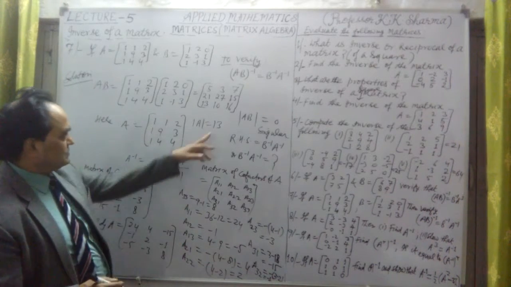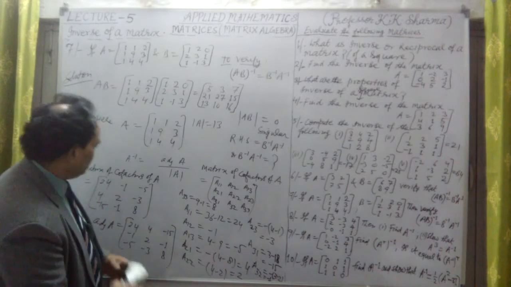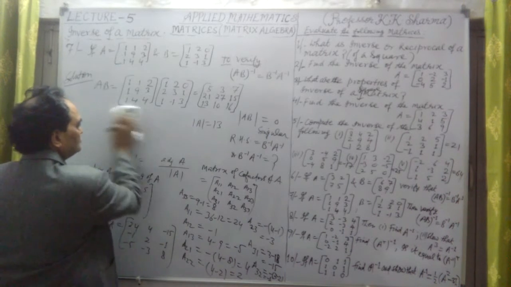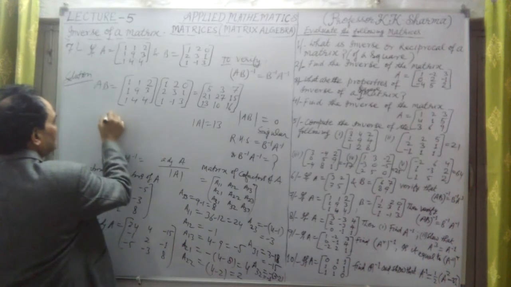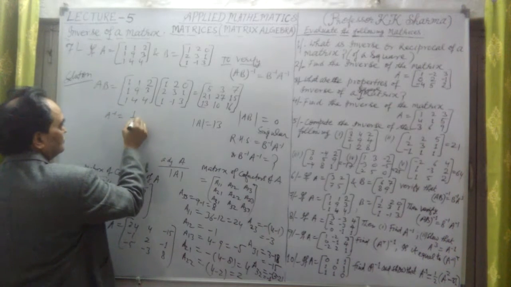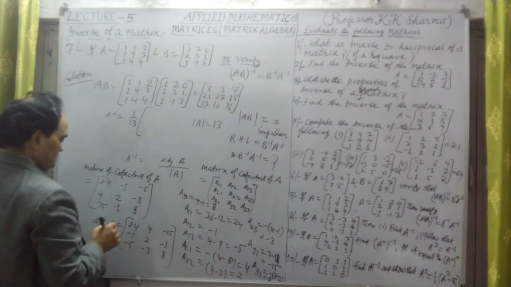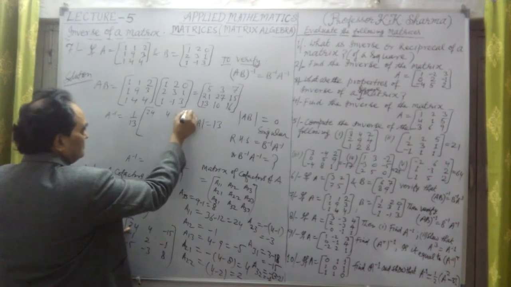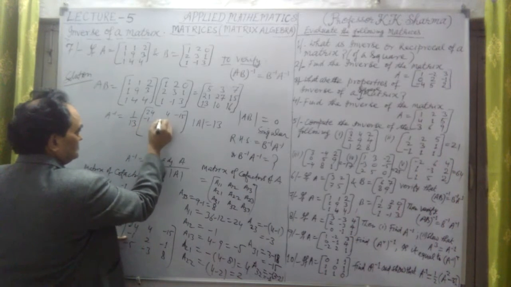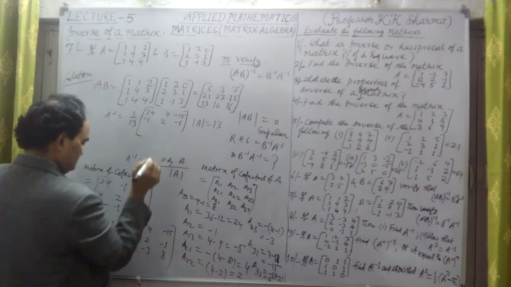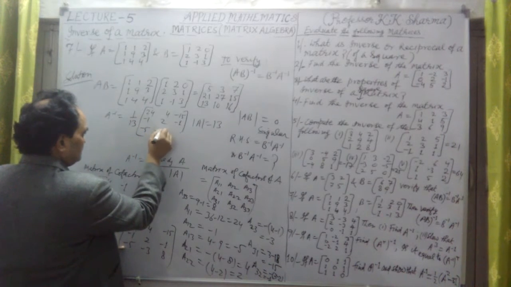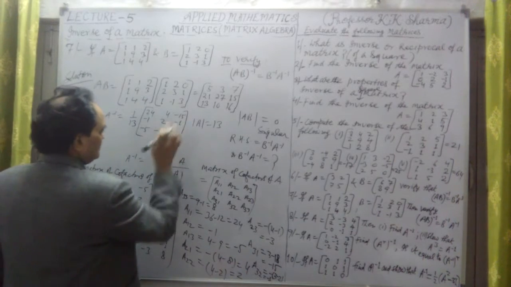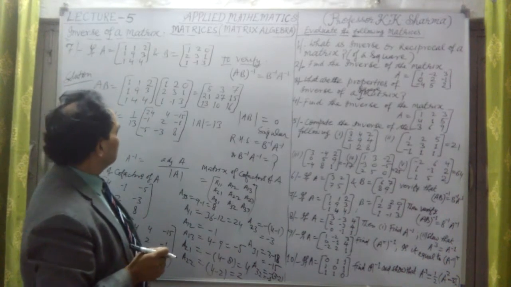Now, the adjoint of A divided by 13 is the value of A inverse. Let me now write A inverse. Therefore, A inverse is equal to 1 upon 13. And this value, this is 24, 4, minus 15, minus 1, 2, and this is minus 1 here. It is minus 5, minus 3, and 8. Okay, this is A inverse.